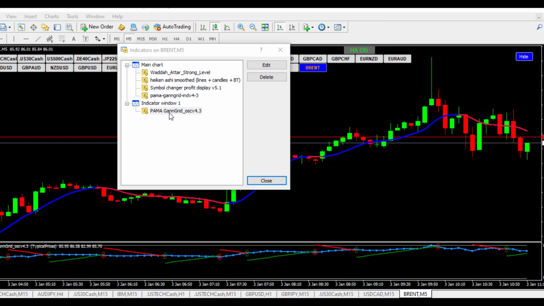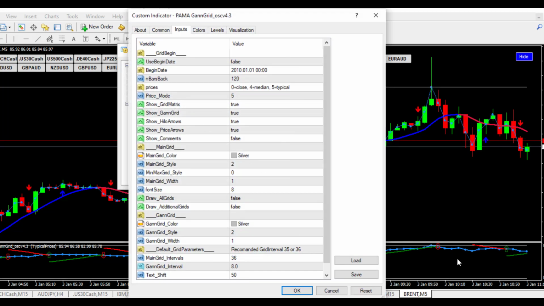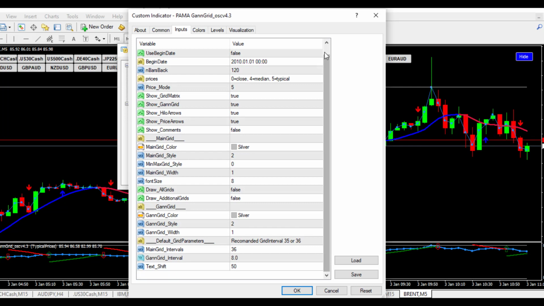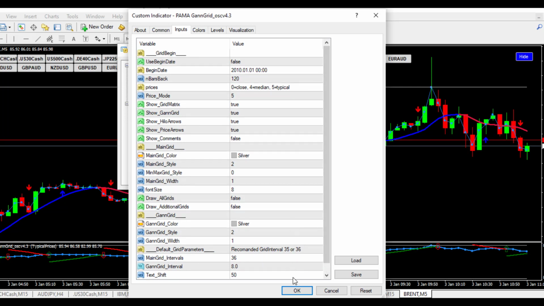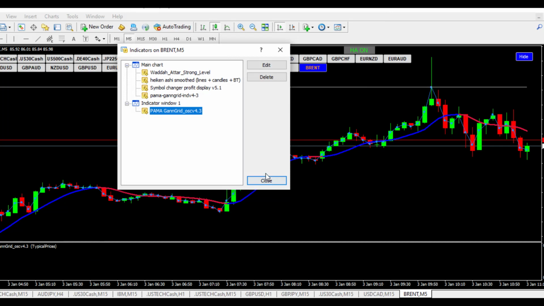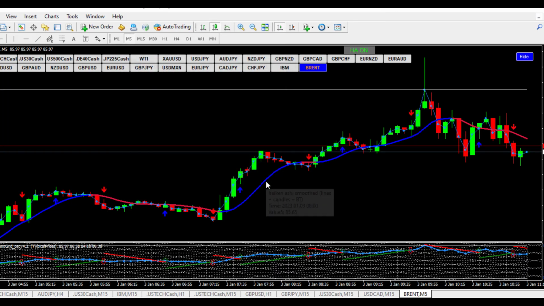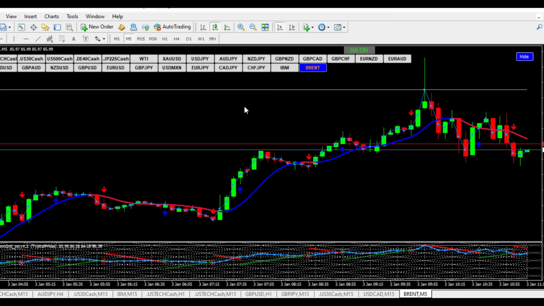And the last indicator on my chart is the PAMA grid on the indicator window. These are values similar to the first one, but this one is in the indicator window, and these are the settings also. Once you've done that, just click OK, and everything will work fine. So here it is right now, and it is working fine. So this is how you use this particular strategy.